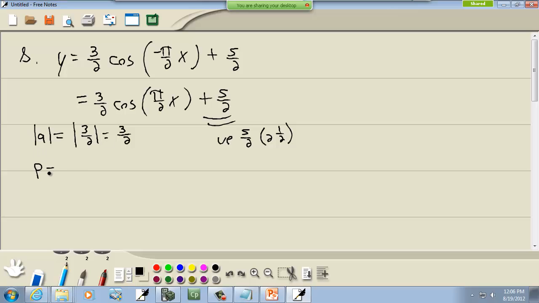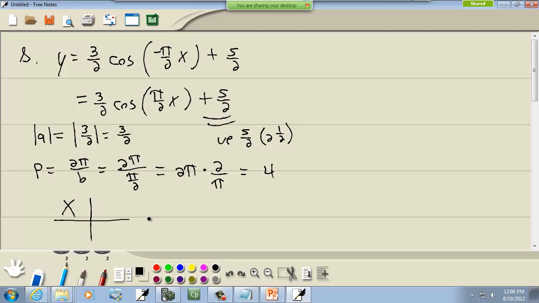Okay, our period. Our period is 2 pi over b, and b is whatever's before your x, so we're going to have 2 pi over pi over 2. Well, again, you got a single fraction downstairs. You can flip it, take the reciprocal of it, multiply it times the top part. The pi is canceled there, and 2 times 2 gives us 4.